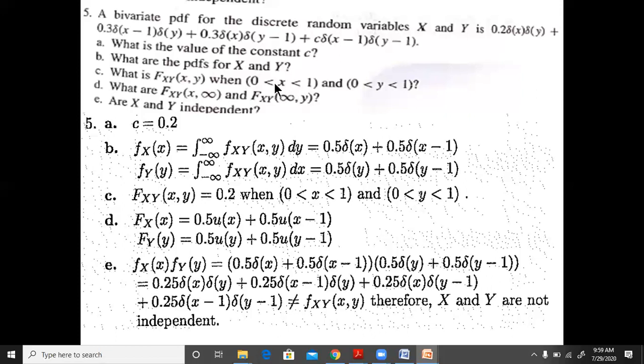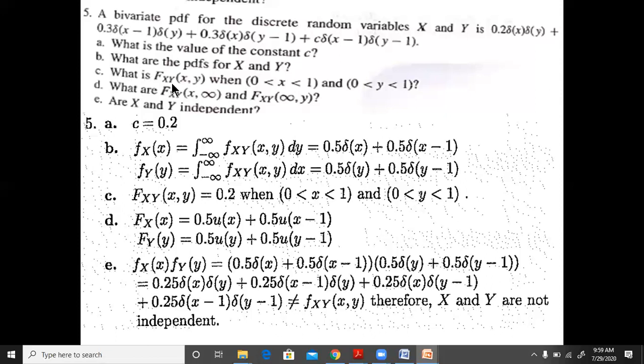So for 0 less than x less than 1, if it were given equal to at both places, then that quantity would become 1. But because equal to is not there, you can't consider the terms x minus 1 and y minus 1. Therefore we will consider only this term, and that will be 0.2.